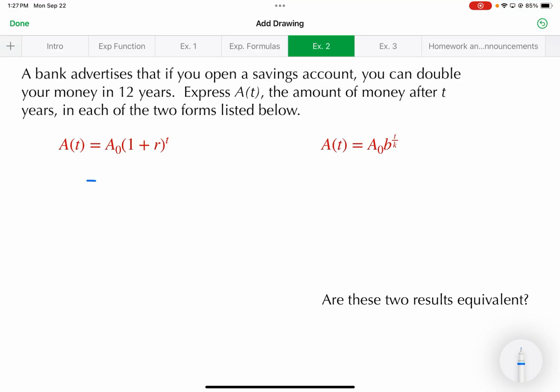So because of that, I'll start plugging things in. I don't know what my starting amount is. They don't tell me. So I'm going to keep it as A sub 0. Okay. Now, 1 plus r. They don't tell you the rate at which it's happening either, right? So we have to keep r general in this case. But what about t? What's that going to be? Yeah, they tell us 12 years, so there's some information I can plug in. What about on the left side?